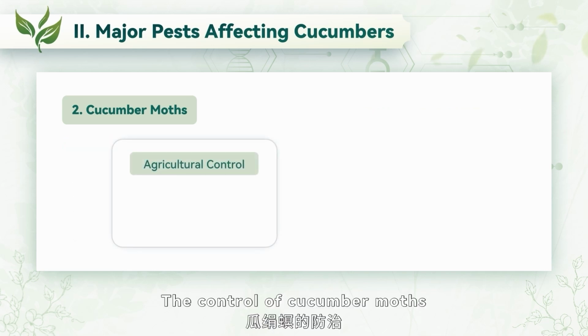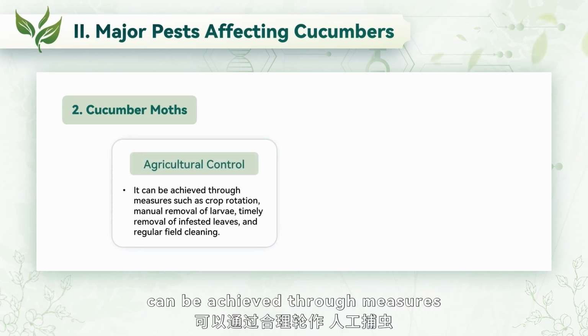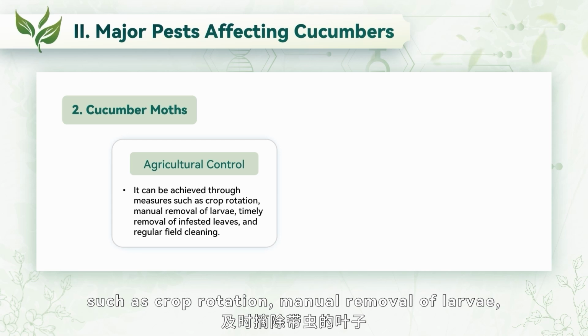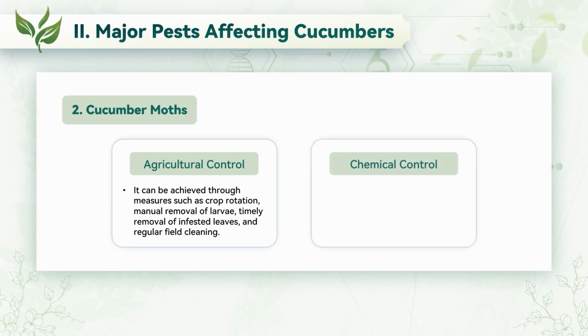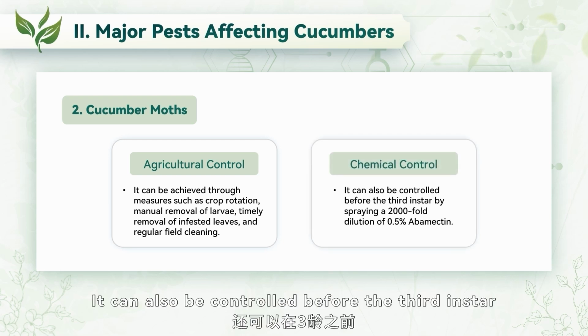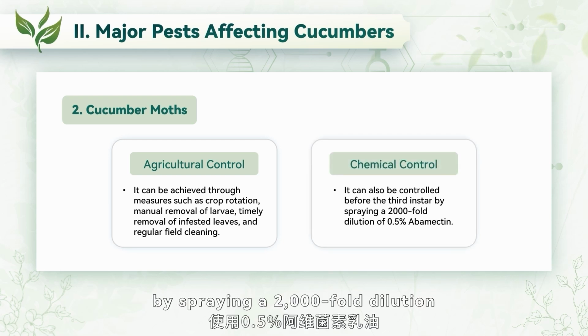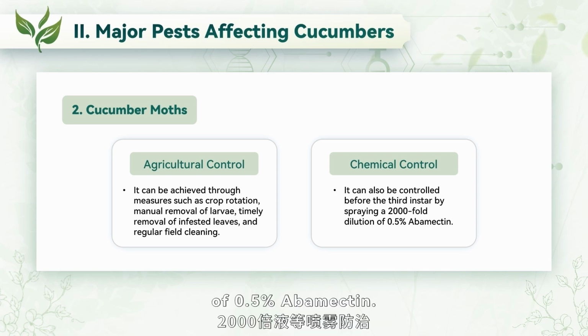The control of cucumber moths can be achieved through measures such as crop rotation, manual removal of larvae, timely removal of infested leaves, and regular field cleaning. It can also be controlled before the third instar by spraying a 2,000-fold dilution of 0.5% abamectin.